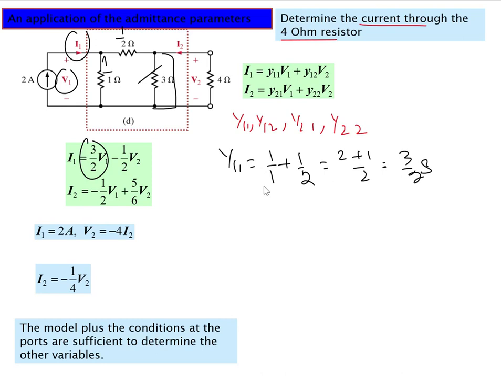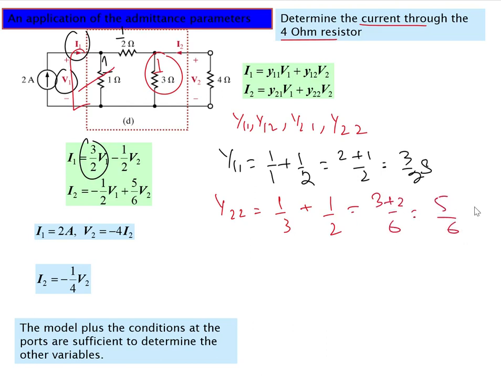After this we short circuit this side and make the other side open. So we will calculate y22 as 1 over 3 plus 1 over 2, and this thing is gone now. So this is 3 plus 2 divided by 6, which is 5 by 6 Siemens. So y22 is 5 by 6.